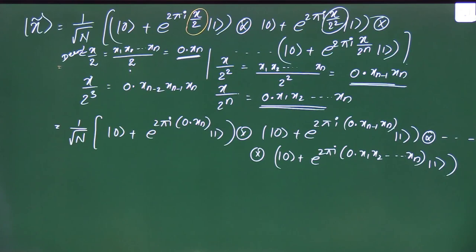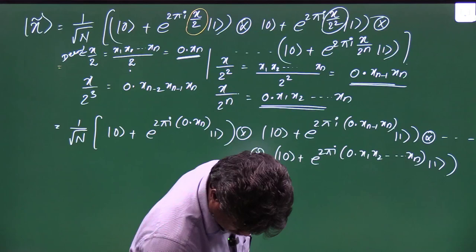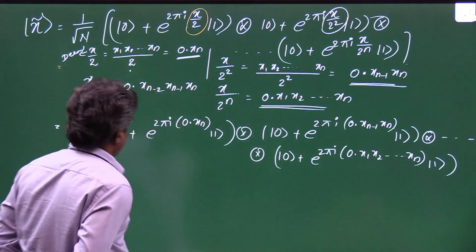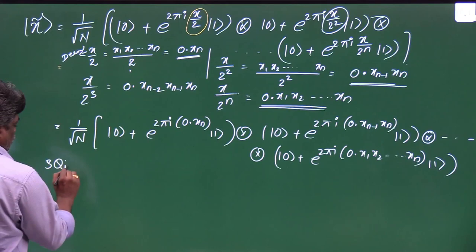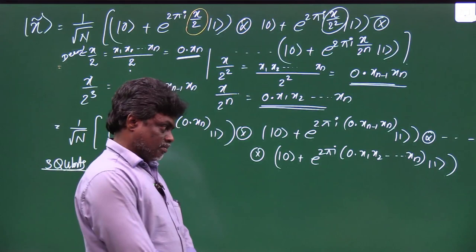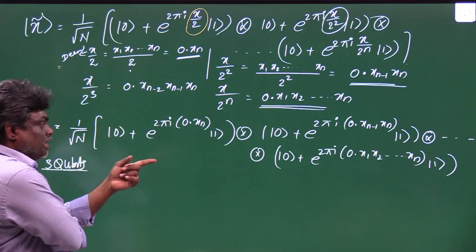Understand. So I said 3 qubits, so x(n-2) times x(n-1) times xn. I counted the last. The expression I got is ket 0 plus e to the power of 2 pi i 0.x(n-2) x(n-1) xn. Last one, you are saying this one? Yes, sir. Okay, fine.